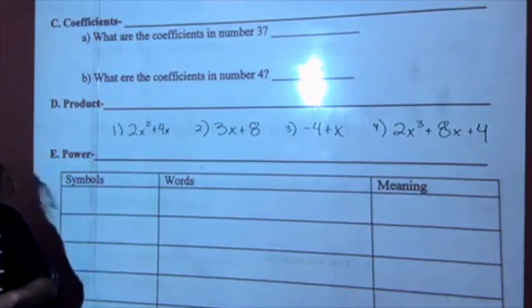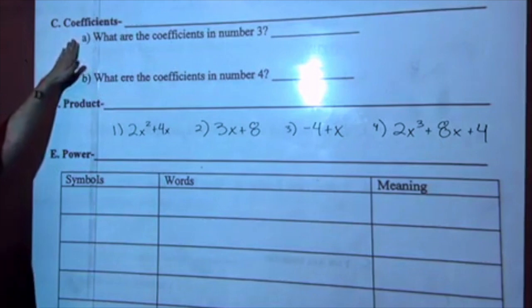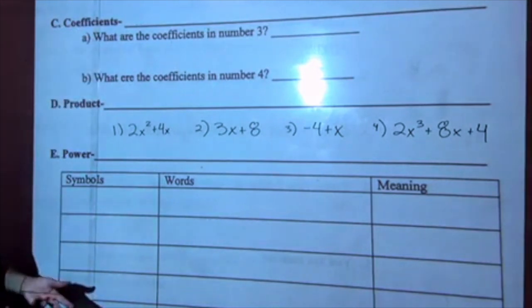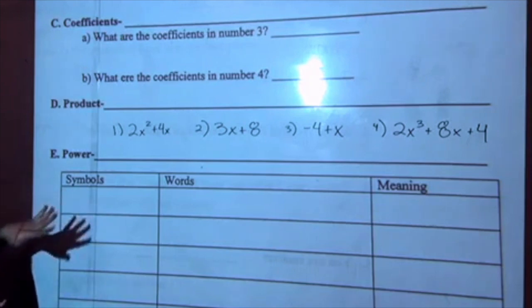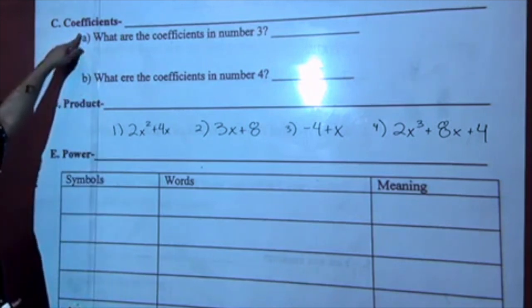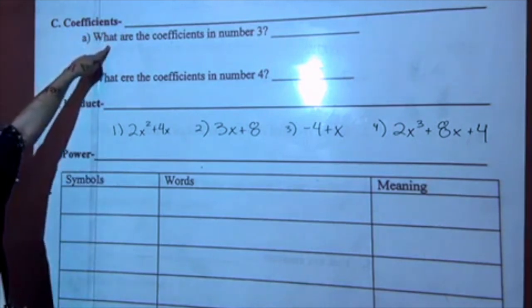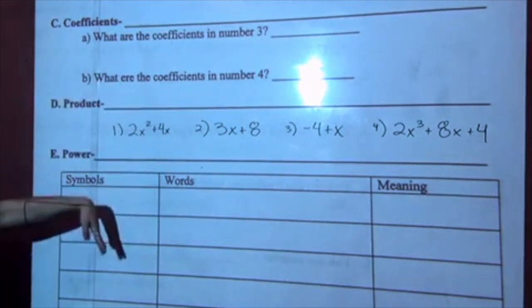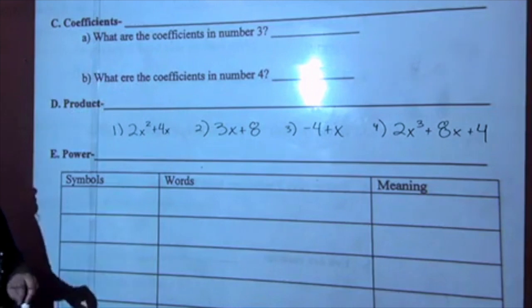All right. Next, the coefficients. Try to fill this out on your own before we provide it for you. So take a moment to pause, write down the definition. What are the coefficients in number 3? We've written down 1 through 4 down here because our screen can't hold it. And the coefficients in number 4.